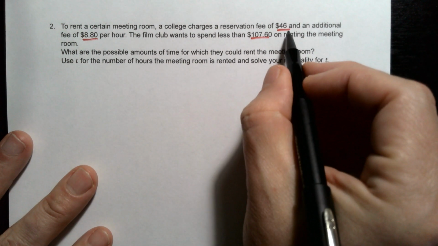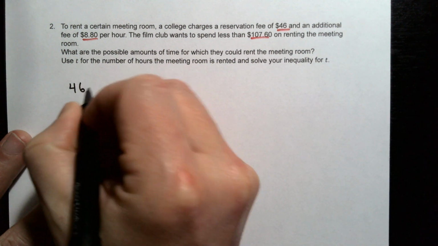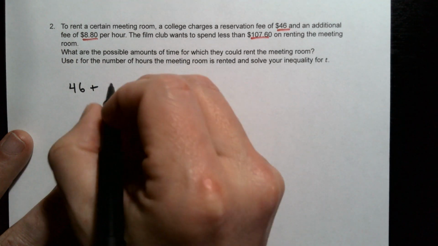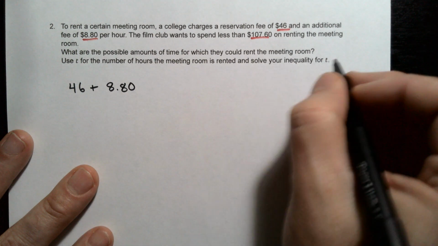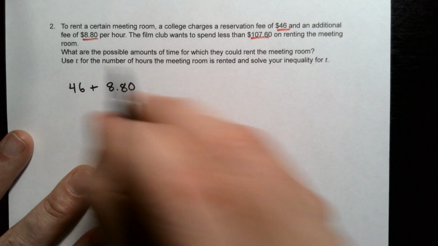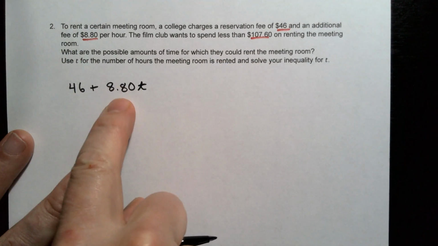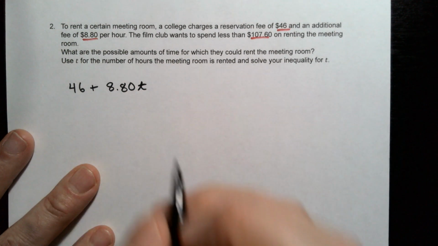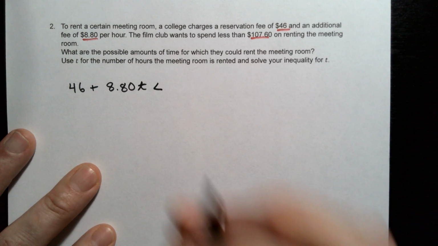Well, we set up this. We have the reservation fee of $46. Okay, so plus, that's the $46 for the reservation fee, plus $8.80 an hour, so 8.80 per hour. And we said that the number of hours was T. T is the variable we're going to use. So the meeting room costs $46 plus $8.80 per hour, and hours is in T. Okay, and we want it to be less than, so there's my less than sign.